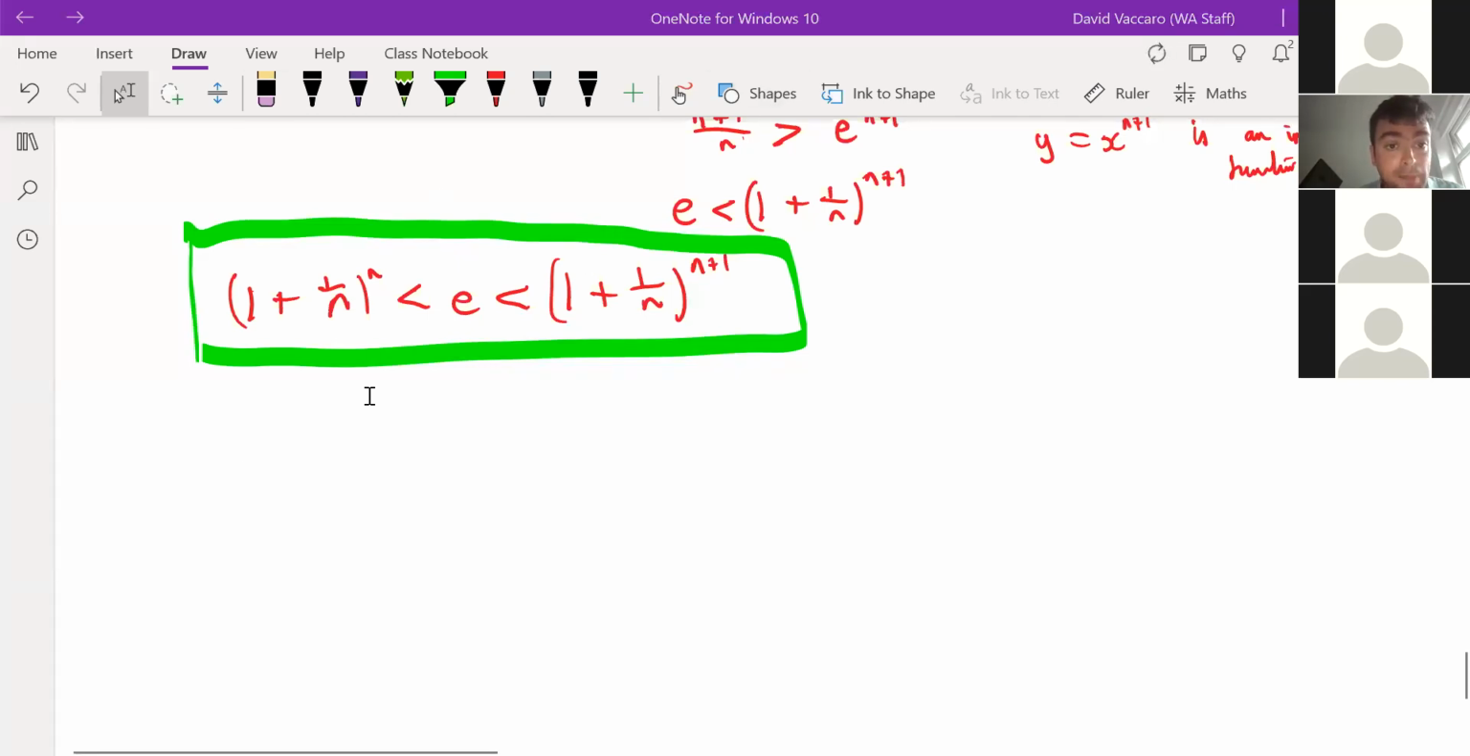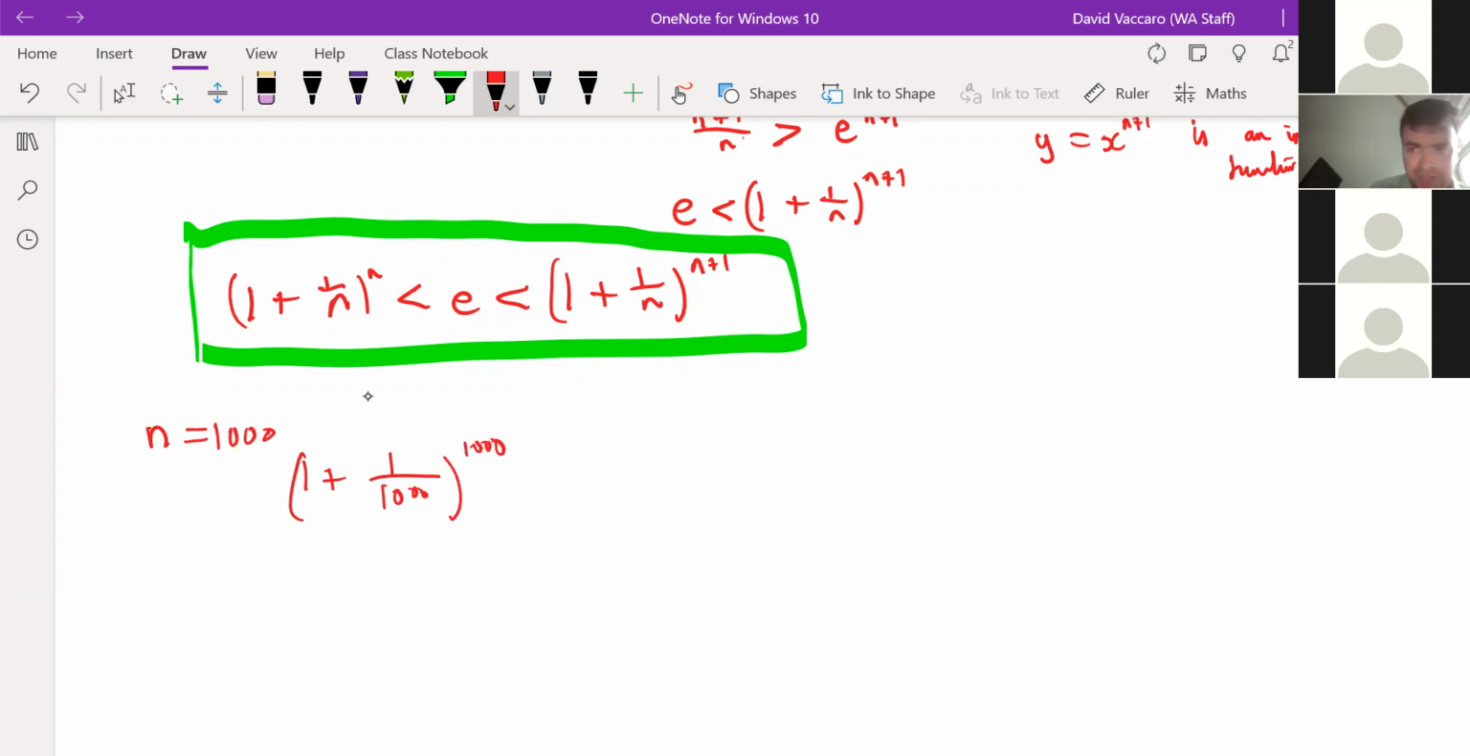It gives me a way of approximating e. So if I put n equals 1000, you can get a calculator and do 1 plus 1 over 1000 and raise it to the power 1000.